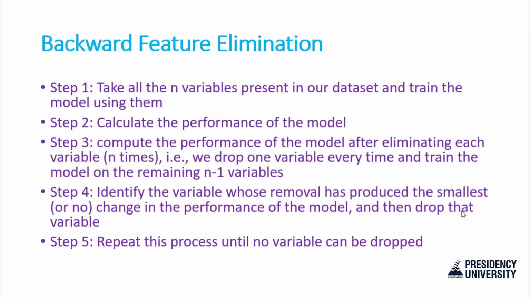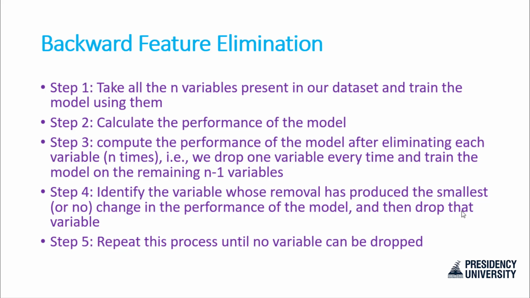Backward feature elimination. The backward feature elimination happens in 5 steps. The first step, we take all the variables present in the dataset and train the model using them. In step 2, we calculate the performance of the model. Step 3, we compute the performance of the model after eliminating each variable. We drop one variable at a time and train the model on the remaining n-1 variables.